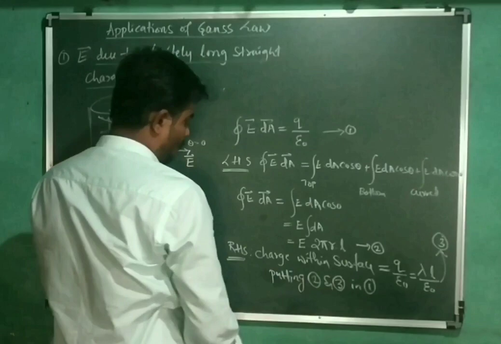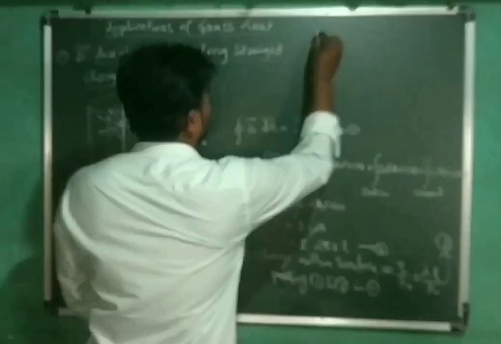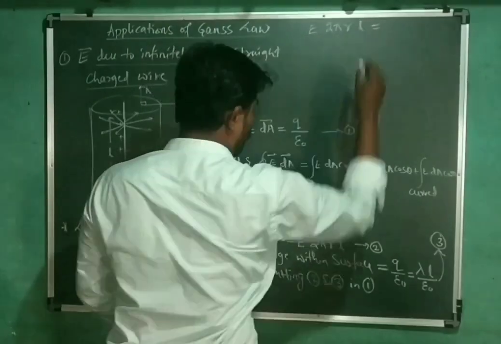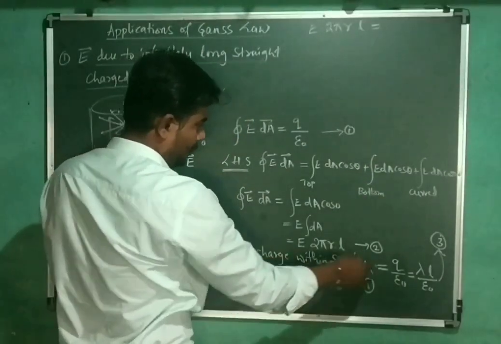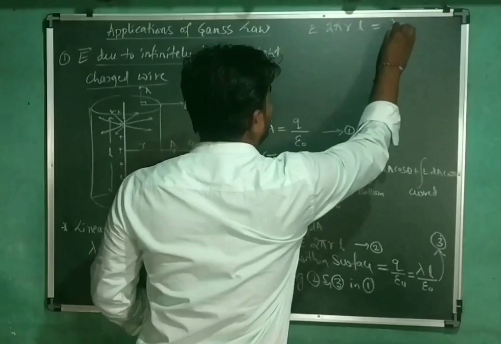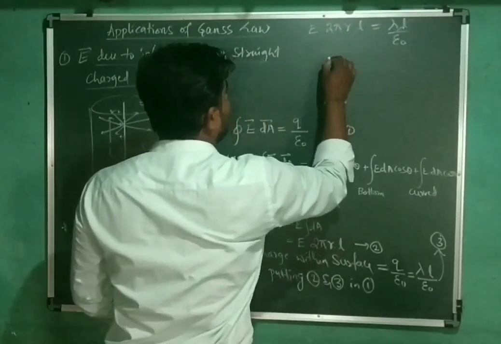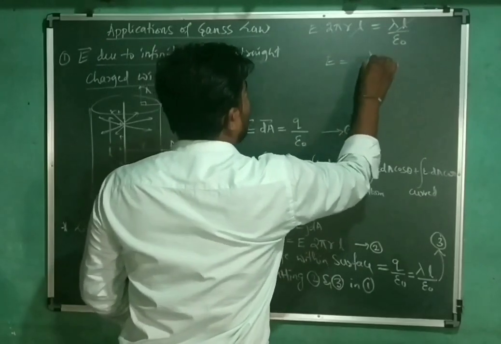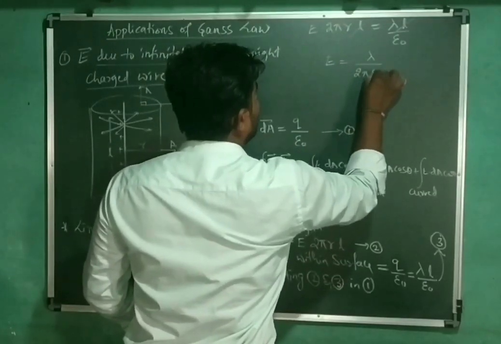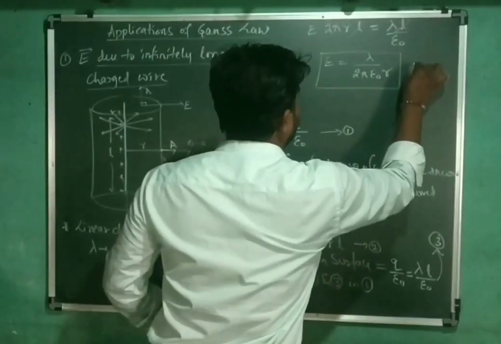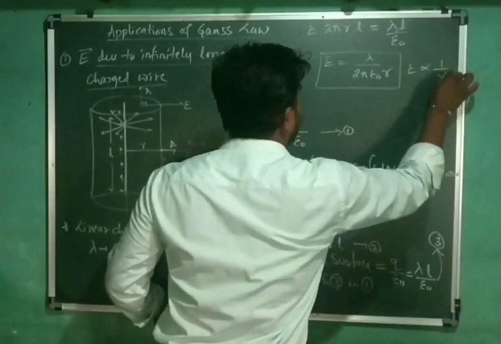Putting 2 and 3 in 1: E into 2 pi r into L is equal to, and RHS is lambda into L divided by epsilon naught, where L is cancelled, and E is equal to lambda divided by 2 pi epsilon naught into R, where electric field is inversely proportional to R.